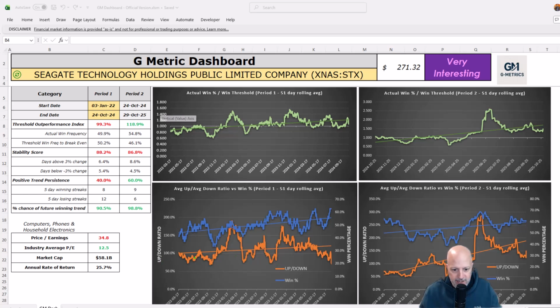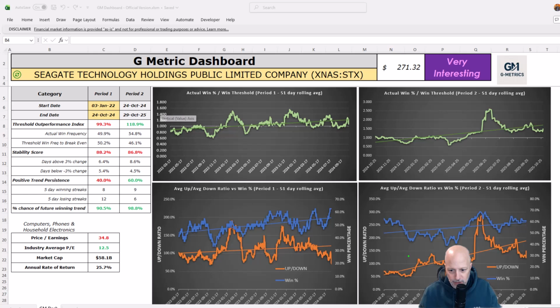The orange line here is the average up over the average down based on a 51-day rolling average. So you'd like to see it above 100%. That means the up days are bigger than your down days. And so anything above this green line here is good. And so we can see the trend. The trend is good, and it looks great there.